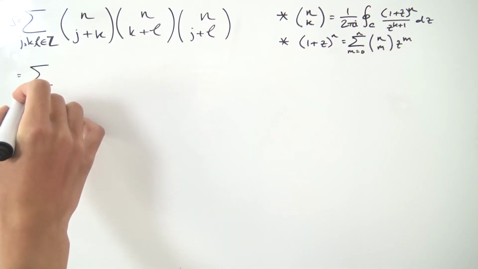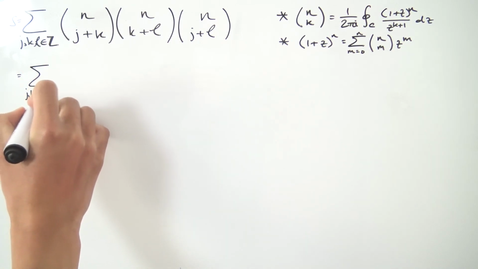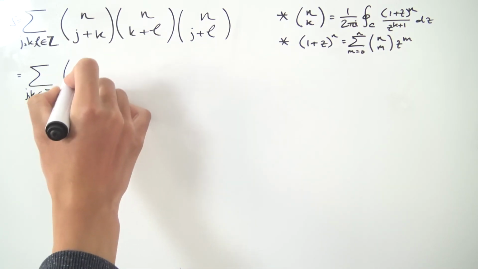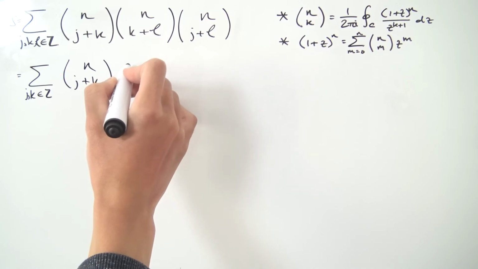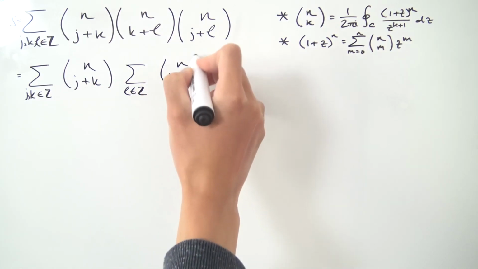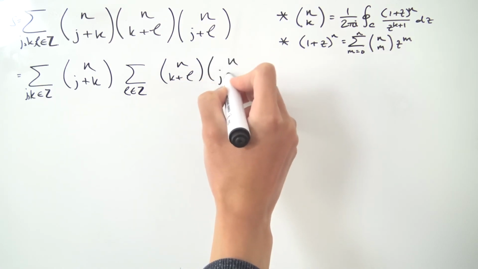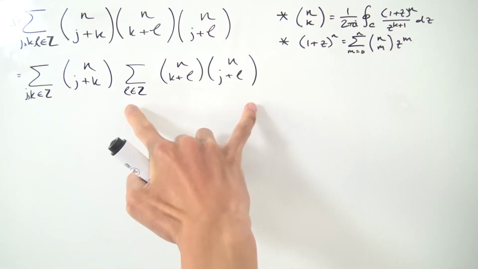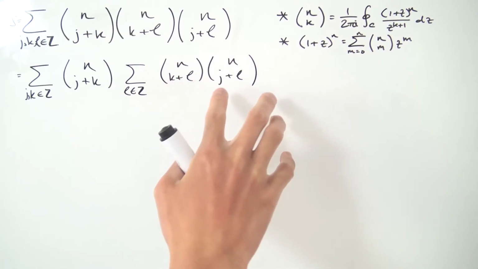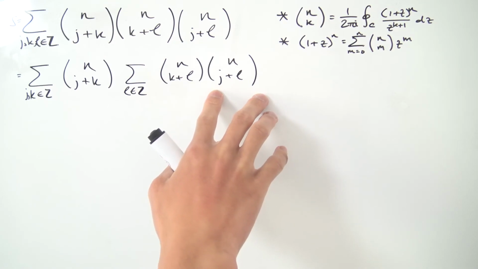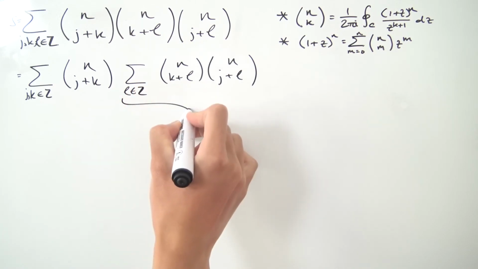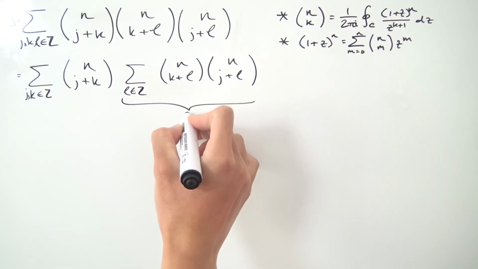So first of all, we still have the sum with j and k running through the integers of n choose j plus k. And then we're going to have the sum over L of n choose k plus L, and then we have n choose j plus L. Okay, so now we're going to extract out this second sum, or this inner sum here, and we're going to be turning one of these binomial coefficients into a contour integral. Let's just call this sum t.